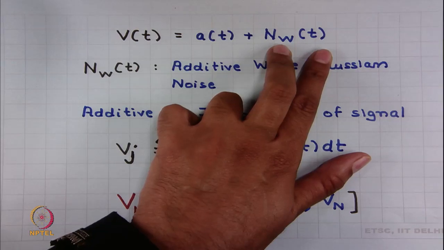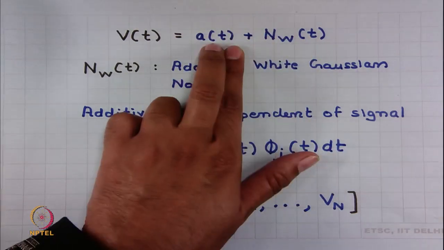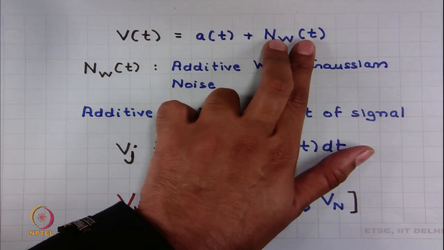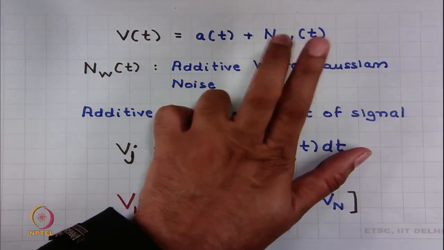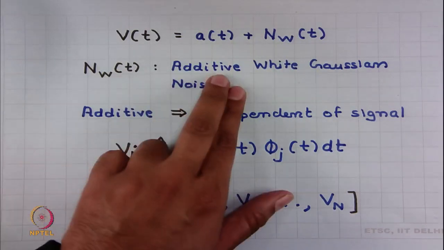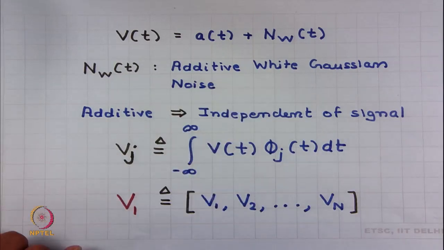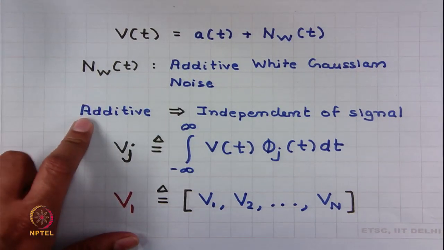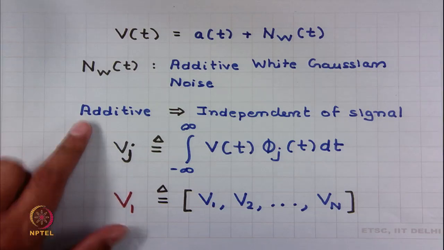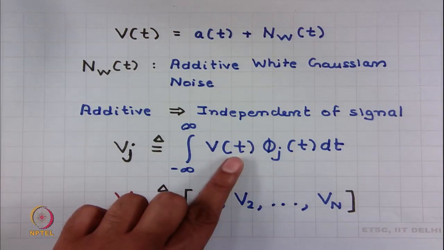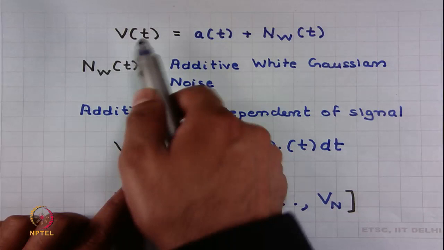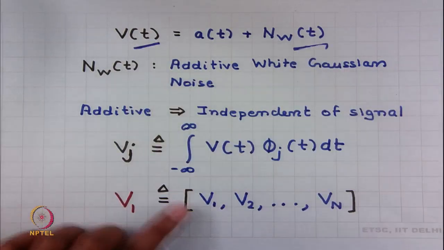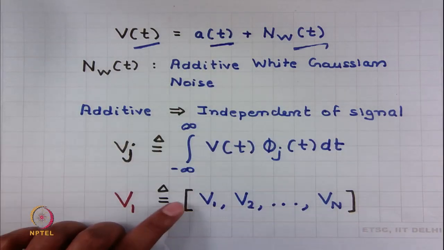We are assuming an AWGN channel. So noise adds to the signal, and the underlying noise is assumed to be white Gaussian. So N(t) is nothing but additive white Gaussian noise, and we have also said some time back that additive means it is independent of the signal. Let us see what happens, because this is a random process. V(t) is a random process and hence we use the capital letter V(t), whereas this is a deterministic function and hence we use a small letter a.